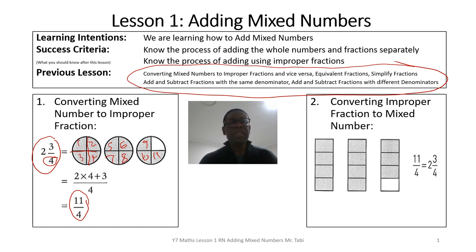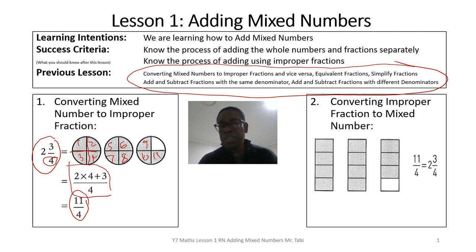So 2 3/4 is the same as 11/4. Now, if we want to do the calculation part, all that we need to do is to take that denominator 4, multiply it with the 2 whole, and add the 3, which is the numerator, to it. So 2 times 4 plus 3, and all divided by the denominator 4. So the calculation part is simply that.